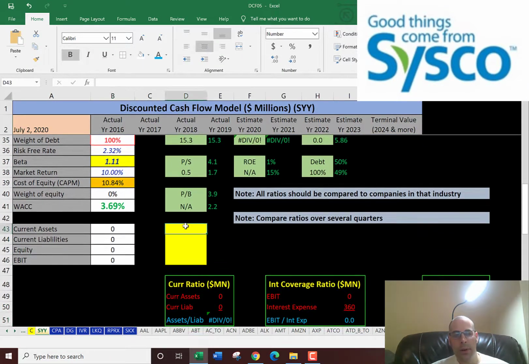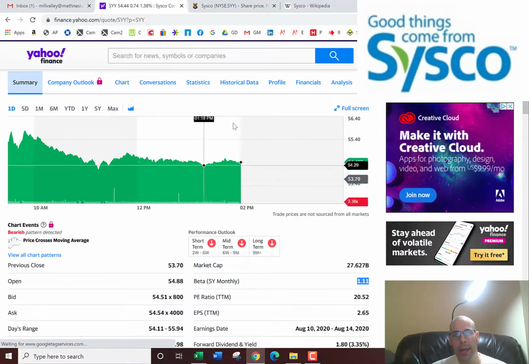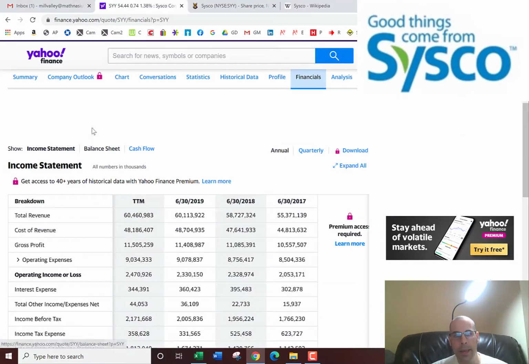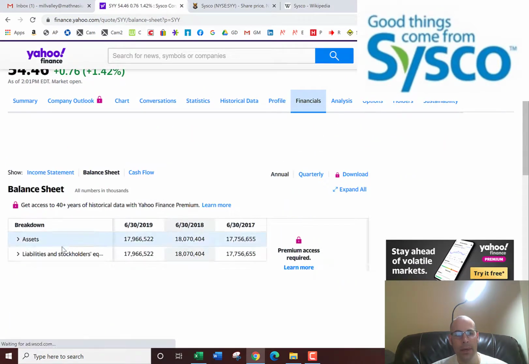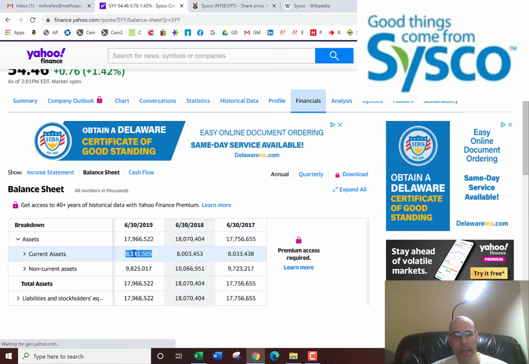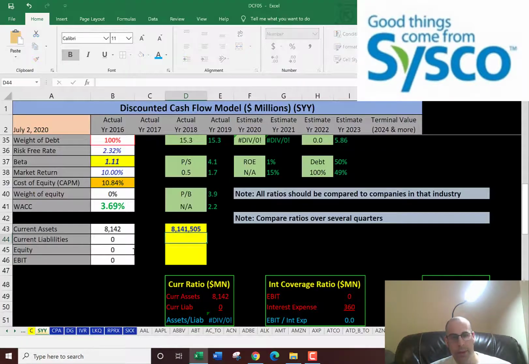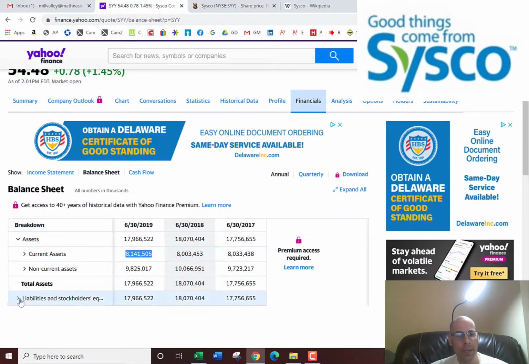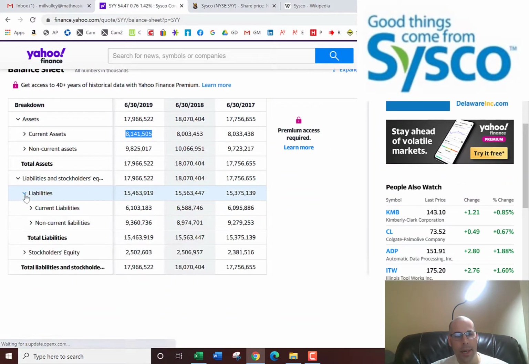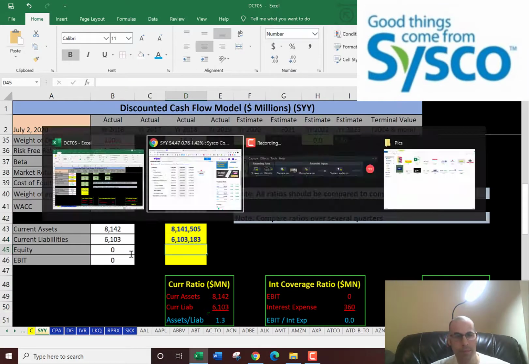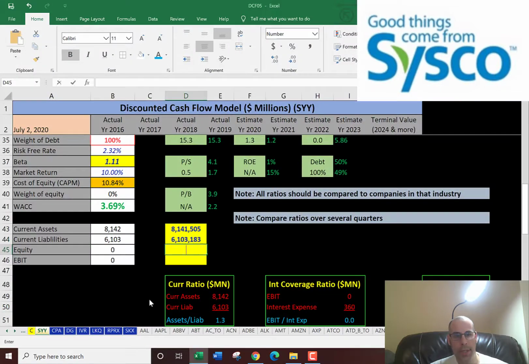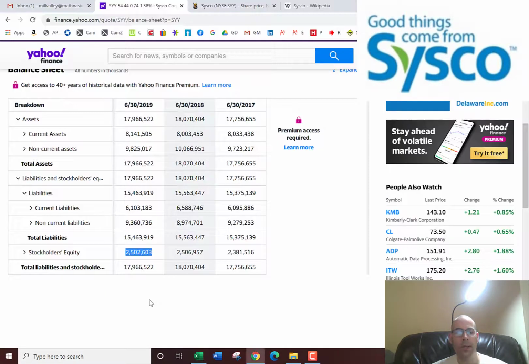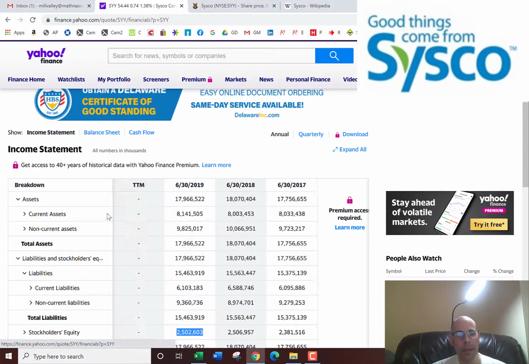We also need a little more information from the balance sheet. Let's get their current assets. And current assets are mainly cash, accounts receivables, and inventory. And this is what a company uses to run its day-to-day business. And they have $8.1 billion in current assets. Current liabilities is current debt and current payables that are due within 12 months, and that's $6.1 billion. And their equity is the value of the company according to the balance sheet. That's $2.5 billion. And the equity is total assets minus total liabilities.